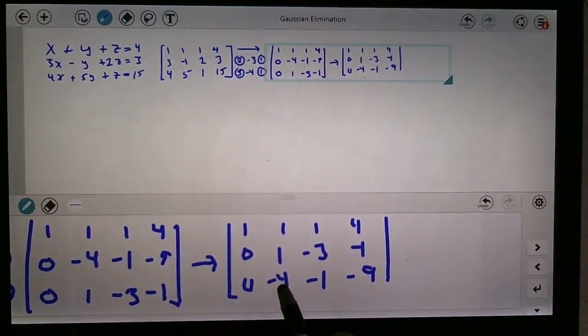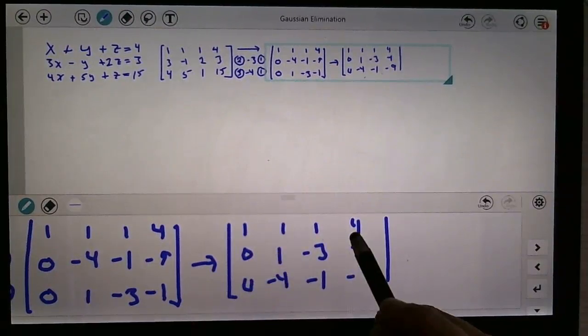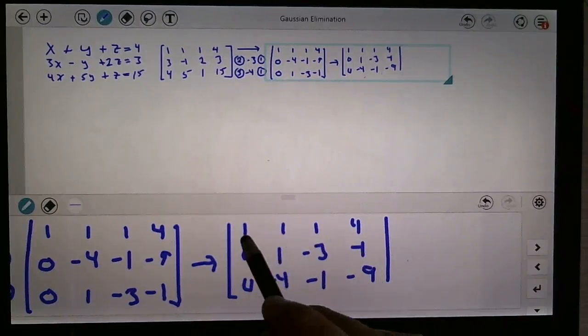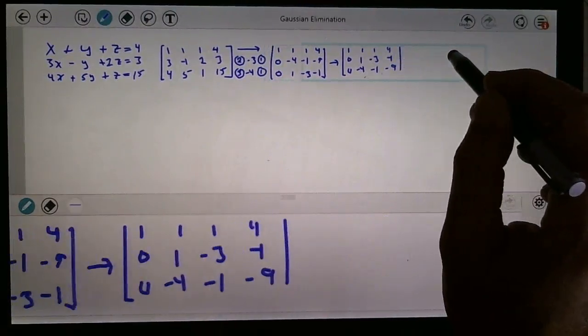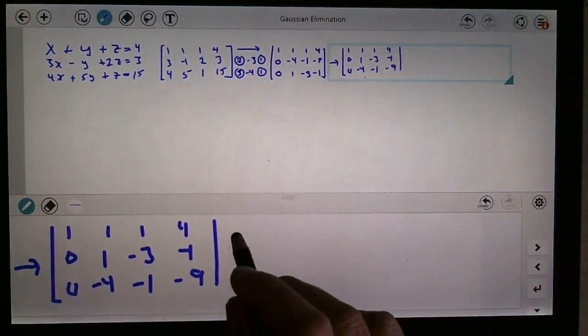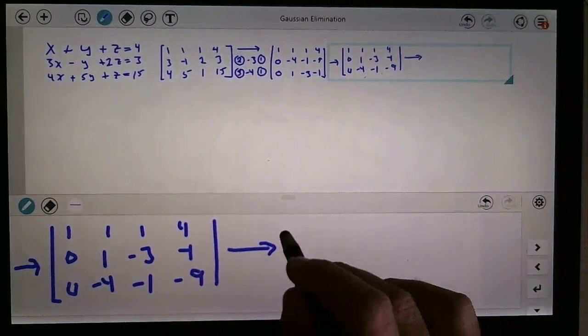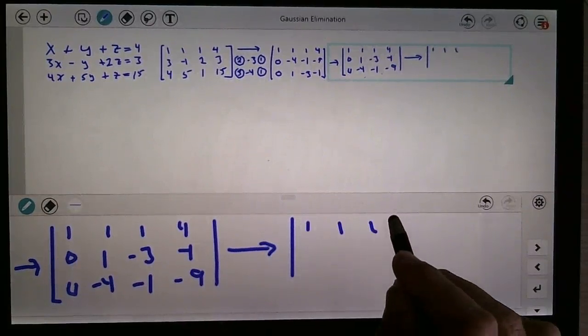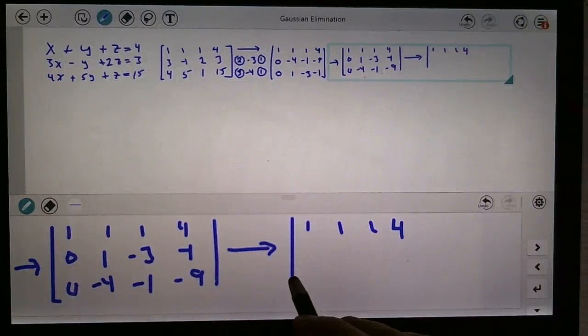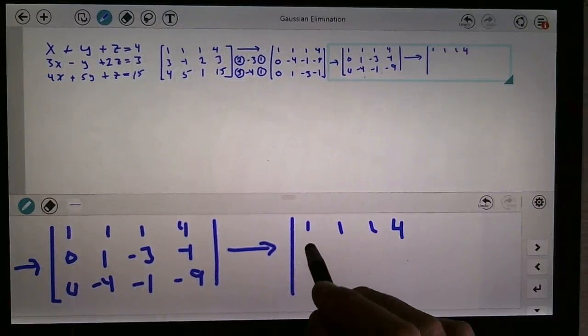I'm going to do it in a similar fashion to what I did before, but now I'm going to be working with this row, clearing that out. I'm not going to touch that top row anymore. If I add that top row to anything, it's going to put stuff here where I've got zeros, and I want to change that. So at this stage now, I'm going to leave the top row alone, 1, 1, 1, 4. I'm going to leave the second row alone.